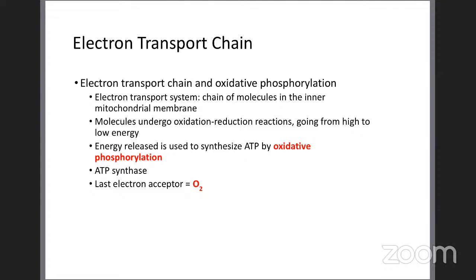So it almost seems like a little aside, but if we don't have that last electron acceptor, if we don't have that oxygen, everything gets backed up. We can't sort of release this gradient that we're trying to build. So we actually can't use the electron transport chain at all if we don't have oxygen present.